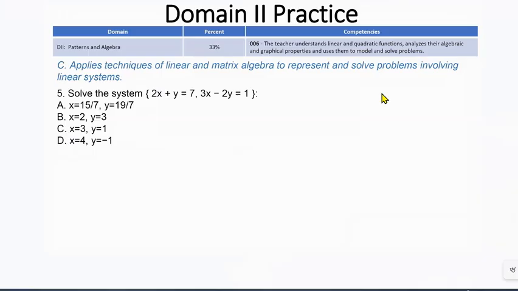There are so many ways to solve this, no? Either elimination, substitution, or what's that? Graphing. Okay. We can do graphing later. Okay. Let's start solving it.